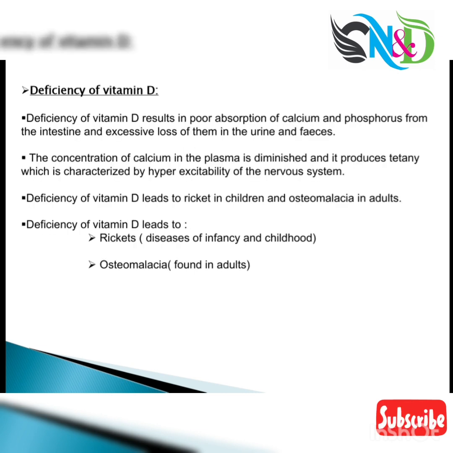Now, what are the deficiencies? Deficiency of vitamin D results in poor absorption of calcium and phosphorus. As in function, we learned that calcium and phosphorus are absorbed with the help of vitamin D. If vitamin D is not present in our body, then its deficiency results in poor absorption of calcium and phosphorus, and there is excessive loss in the urine and the feces.